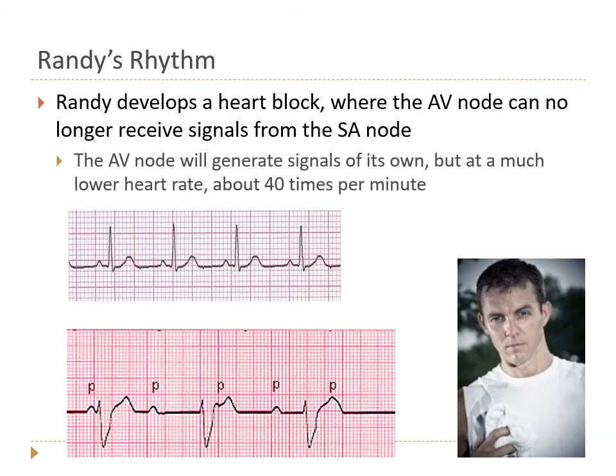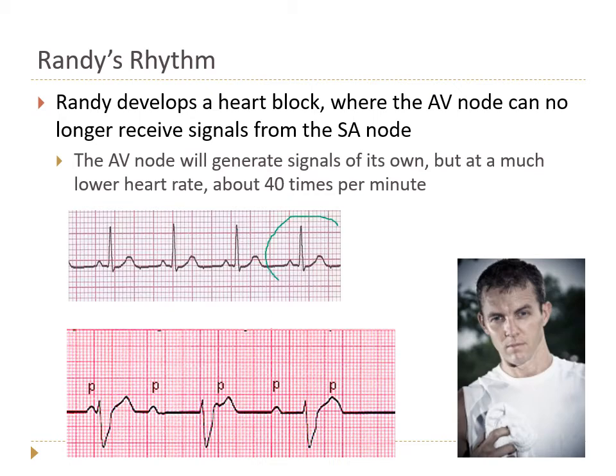Let's talk about Randy. So Randy develops a heart block where the AV node can't get signals from the SA node, right? So we talked about that before. And remember how the AV node will generate signals of its own, but at a much lower heart rate, so about 40 beats per minute.